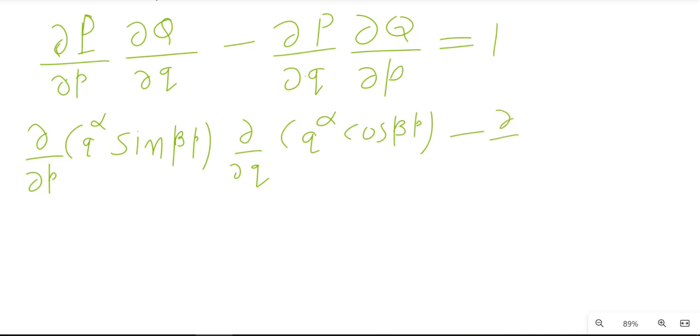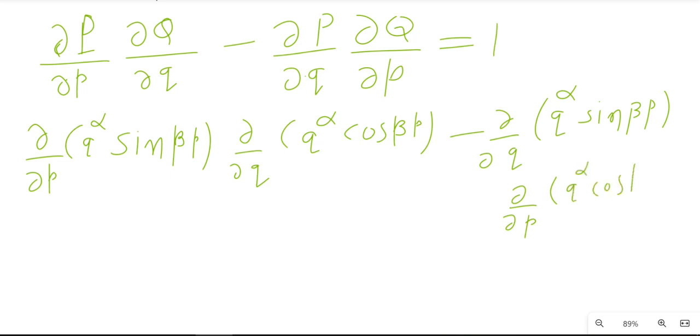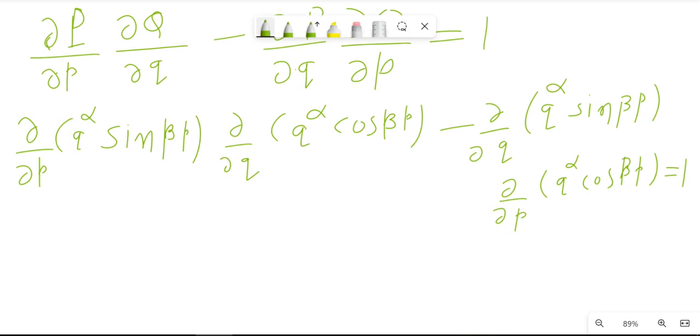minus del by del q of P, which is given as q raised to alpha sin beta p, and del by del small p of capital Q, which is q raised to alpha cos beta p, and it must be equal to 1. Now differentiate partially.